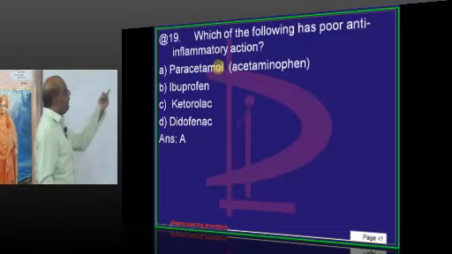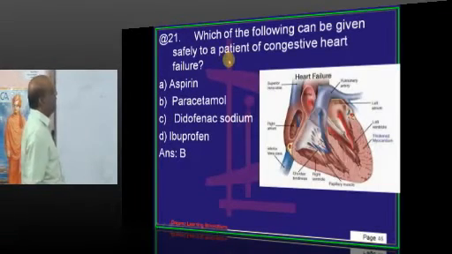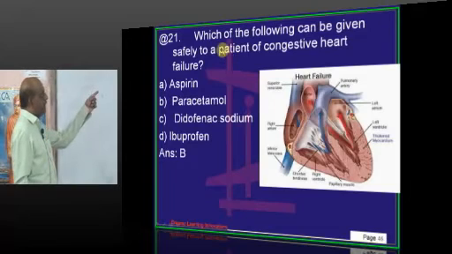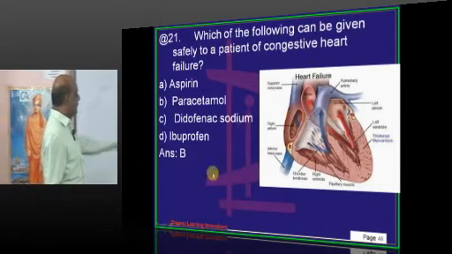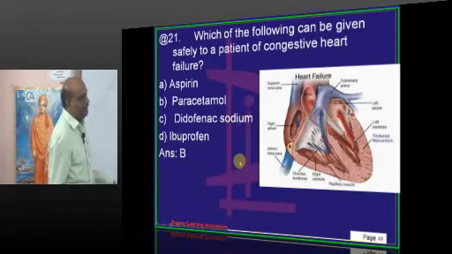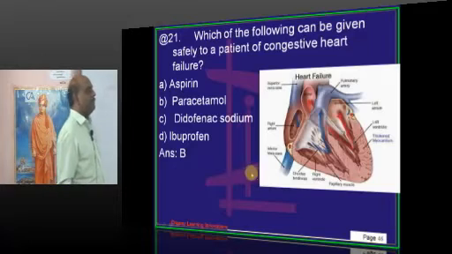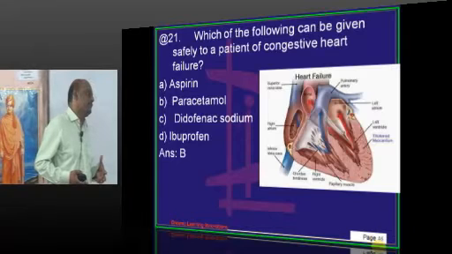Now which drug has a poor anti-inflammatory action? Now you are confident of the answer. Paracetamol. Then which drug can you give safely in a patient of congestive heart failure? Once more, paracetamol. Because if you give aspirin, if you give ibuprofen, they have a lot of side effects which will be bad for a patient of congestive heart failure.